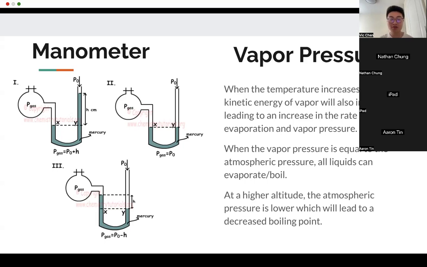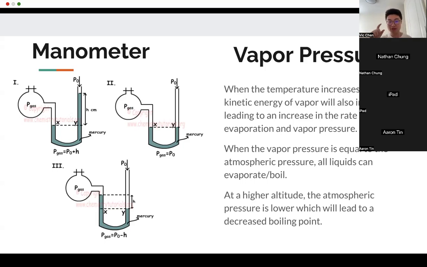Now, in diagram 2, these two levels of mercury are the same. This means that the pressure of the gas and the pressure of the atmosphere are both equally acting on the mercury. In diagram 3, you can see that the pressure of the gas is much less than the pressure of the atmosphere because the pressure of the atmosphere is pushing that mercury further down into the manometer.